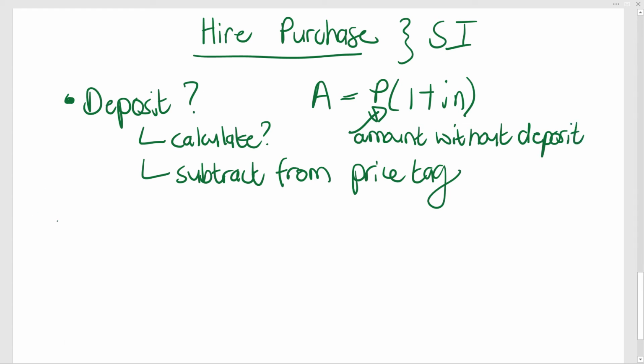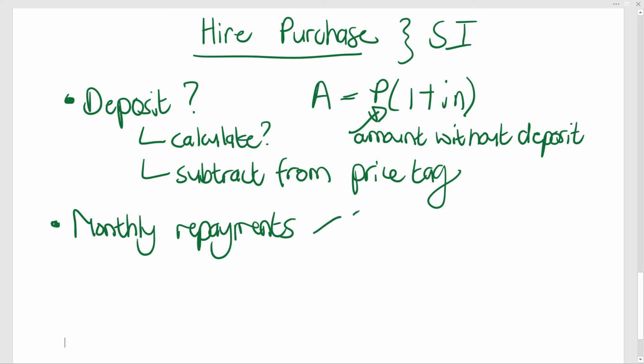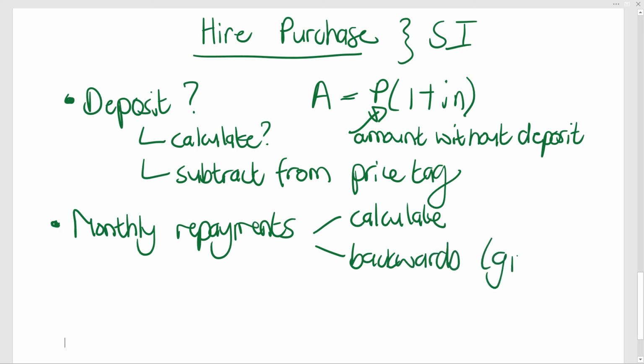The other thing we had to remember with hire purchase is there might be monthly repayments, and then we've just got to convert between years and months. And sometimes they gave backwards questions where you had to go and work out the full amount and they gave you the monthly repayments. So we might have to calculate monthly repayments, or you might have a backwards question where you are given the monthly repayments. And then you've got to multiply by the number of months to figure out the total payment.